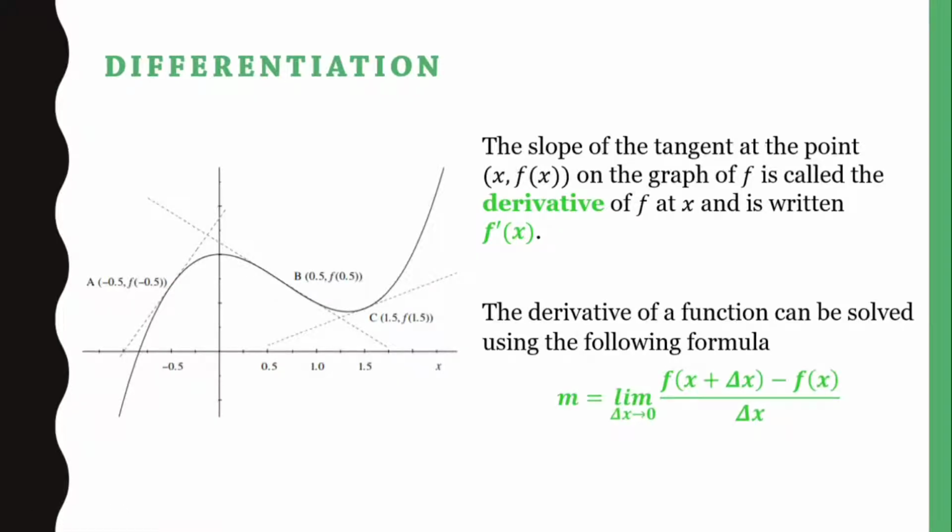So the derivative of the function can be solved using the formula m equals the limit of [f of (x plus delta x) minus f of x] all over delta x as delta x approaches 0, where delta x stands for change in x. Now take note, m in your algebra stands for the slope. So m also here is the slope of the given tangent line.